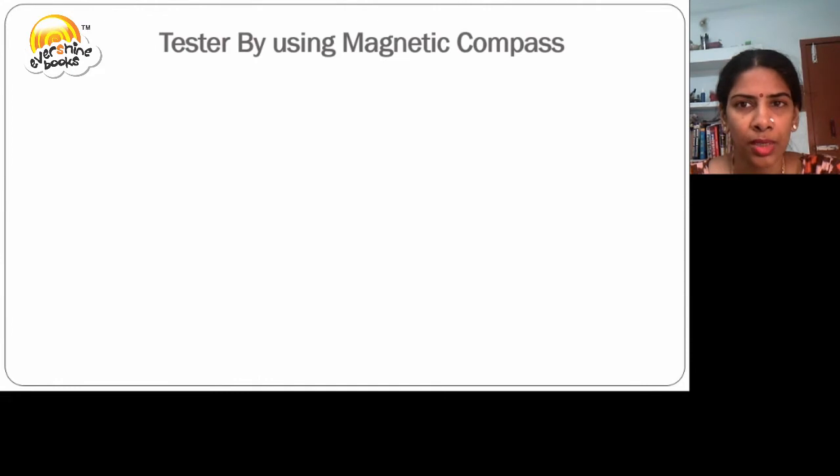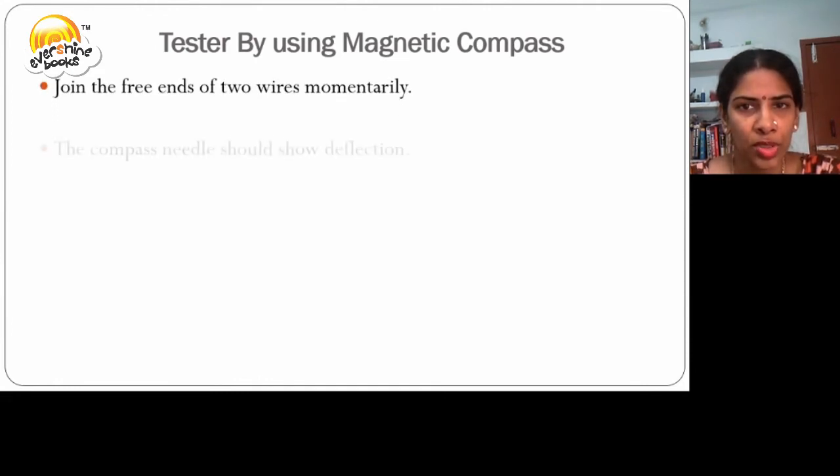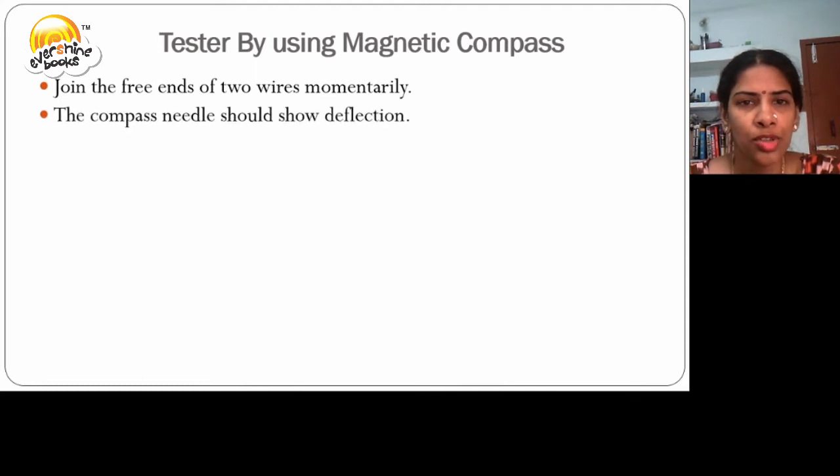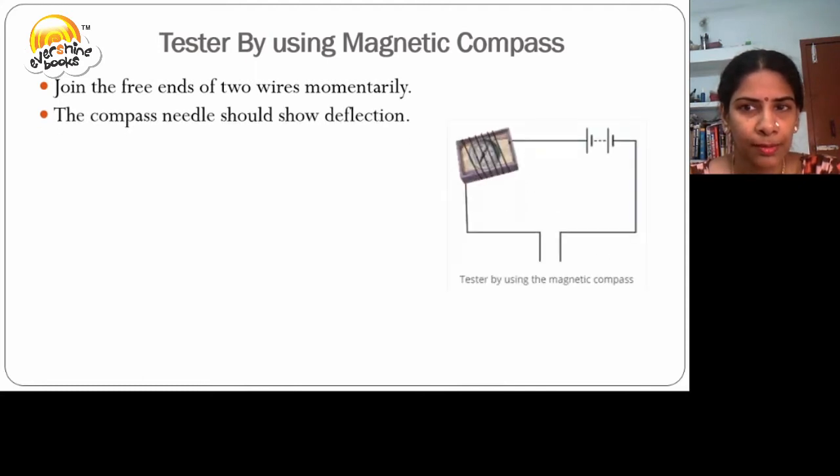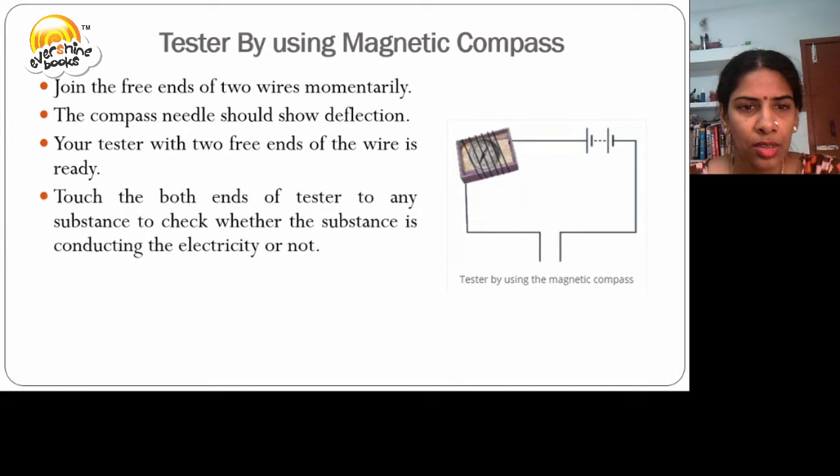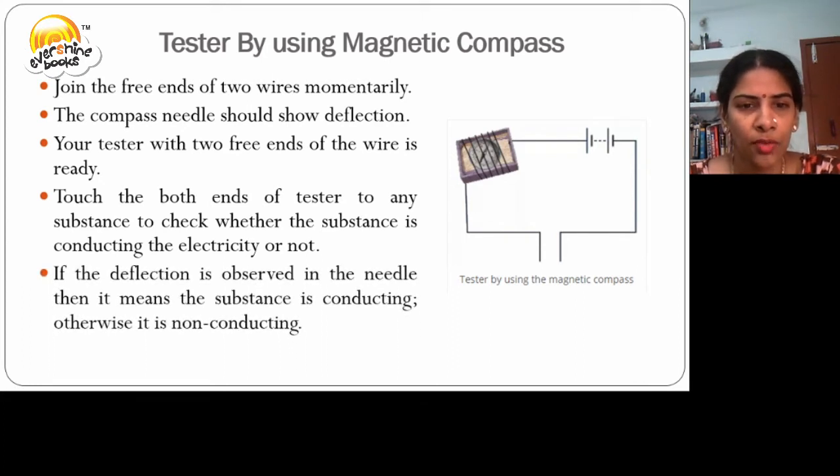Tester by using magnetic compass. Join the two free ends of the two wires momentarily. The compass needle should show deflection. Your tester with two free ends of the wire is ready. Touch both the ends of the tester to any substance to check whether the substance is conducting the electricity or not. If the deflection is seen in the needle, then it means the substance is conducting, else it is non-conducting.